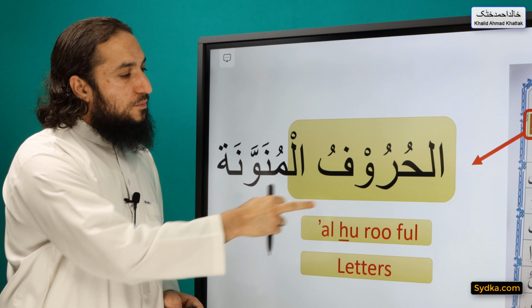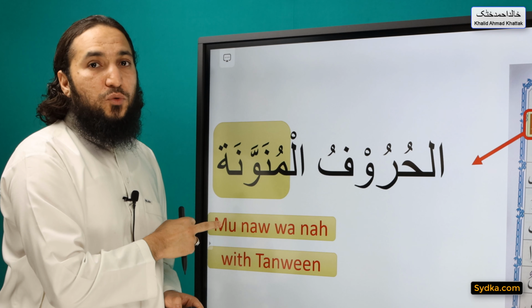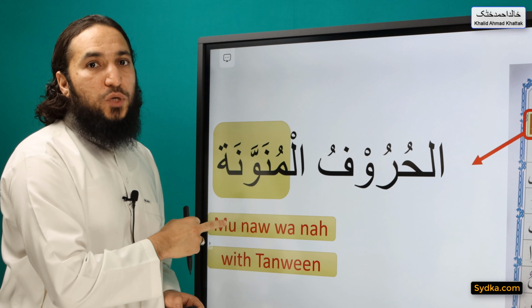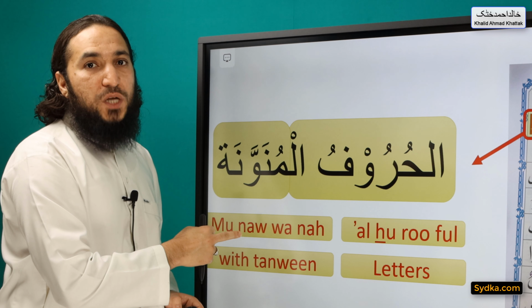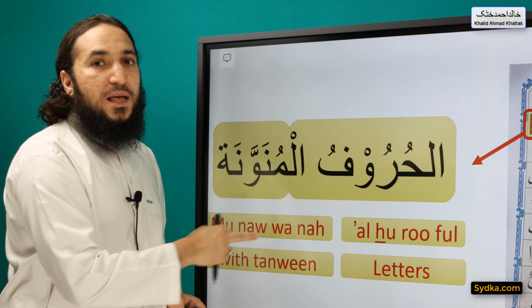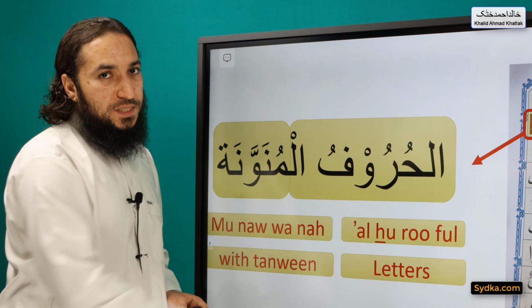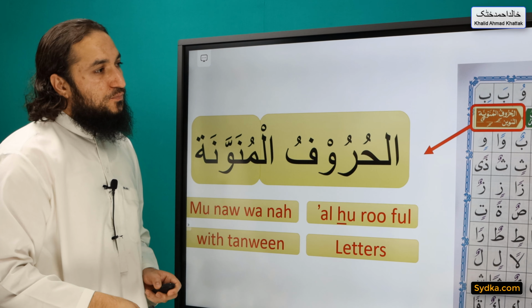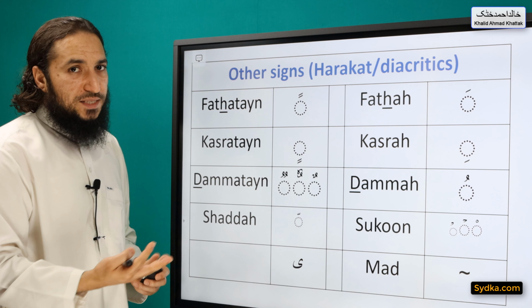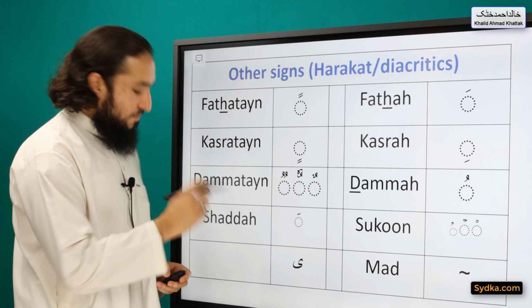الحروف المنونة. حروف means letters. منونة means with tanween. So letters with tanween. So what is tanween? Tanween is basically a doubling of a vowel.